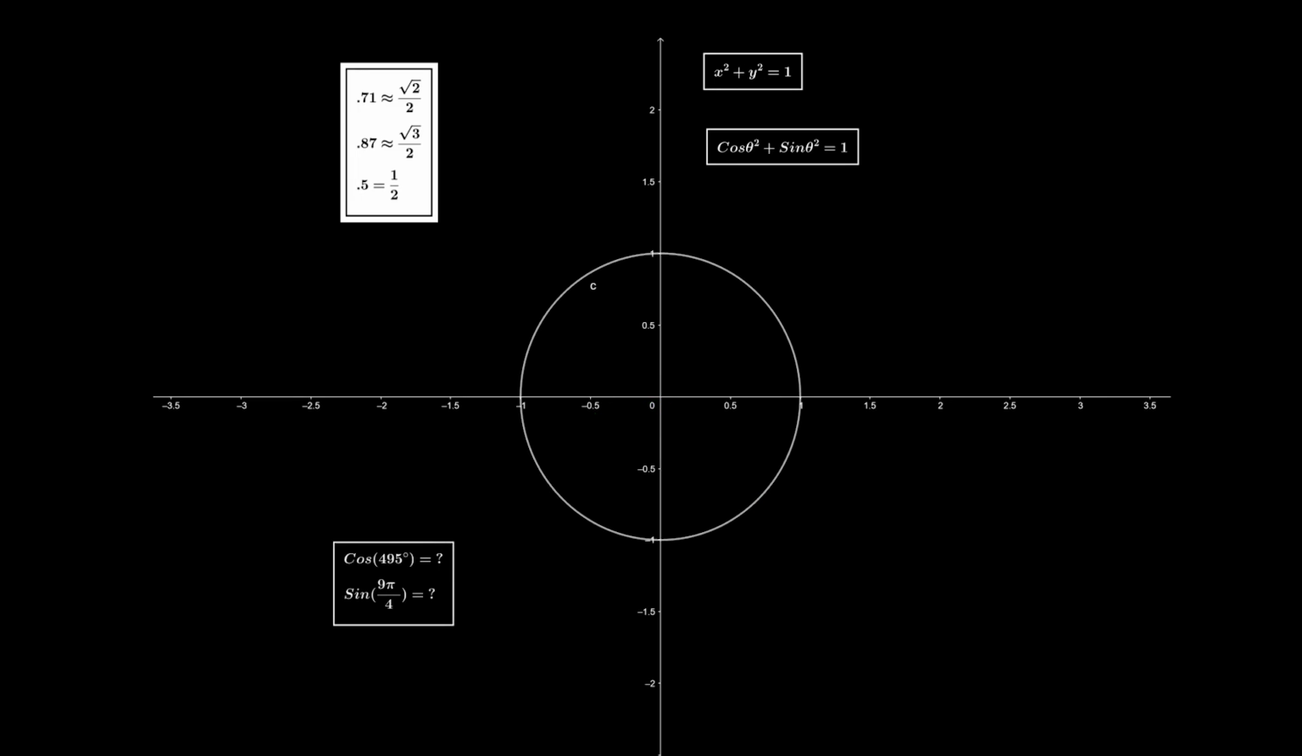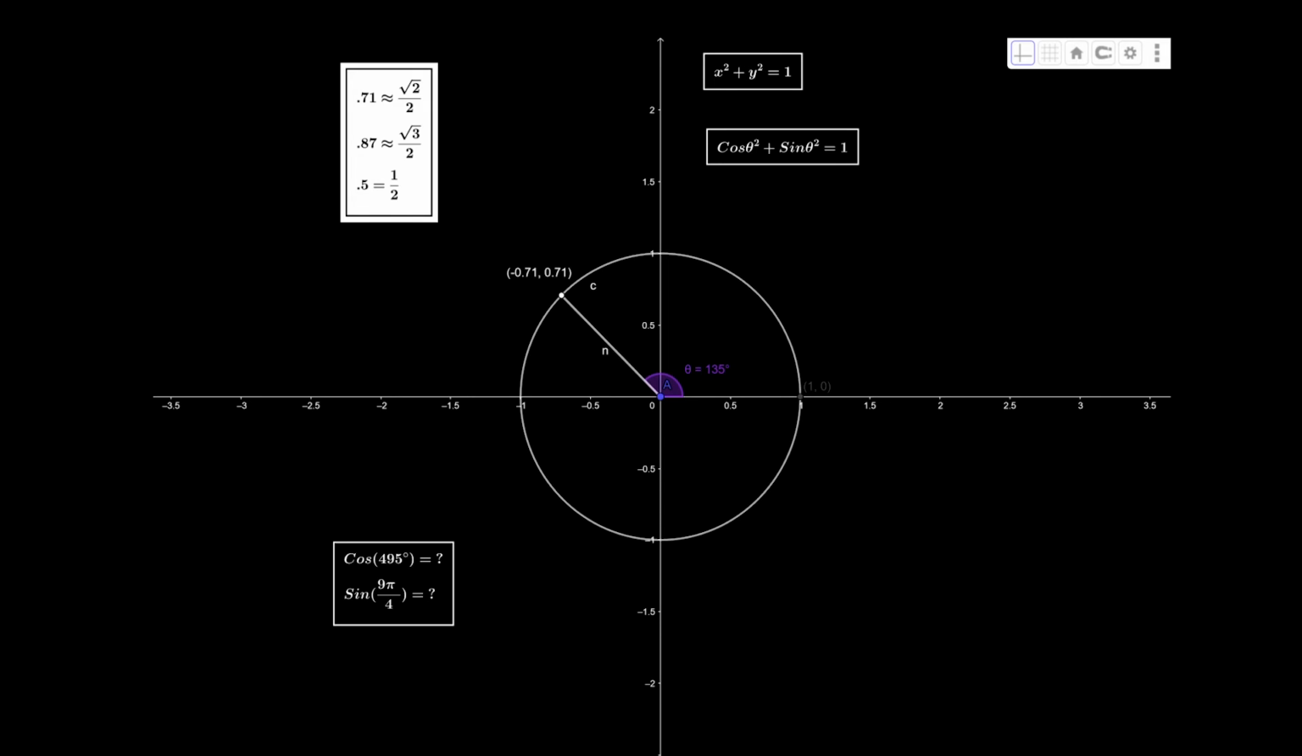But how do we use the unit circle for angles that exceed 360 degrees or 2 pi radians? For example, how do we evaluate cosine of 495 degrees or sine of 9 pi over 4? Well, this is where coterminal angles really come in handy. If you have not watched my video on coterminal angles, now's a good point to stop and go watch it. You'll need it for this next part.